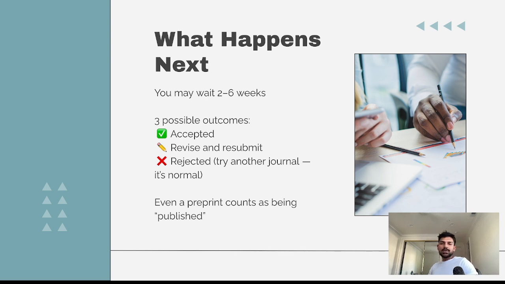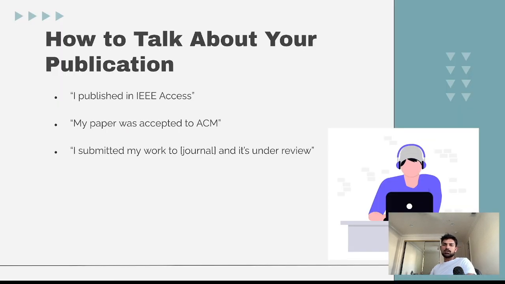After you submit, you'll be waiting for 2 to 6 weeks. It depends on each journal. There are 3 possible outcomes. One, you can be accepted, they can ask you to revise and resubmit, or you get rejected. Rejection is normal. You can just try another journal. There are so many journals out there, so don't take it personally. You can also submit to preprints like arXiv and bioRxiv. These also count as published, and it's pretty prestigious. But of course, we're going to be aiming for you to get published in the acceptance status.